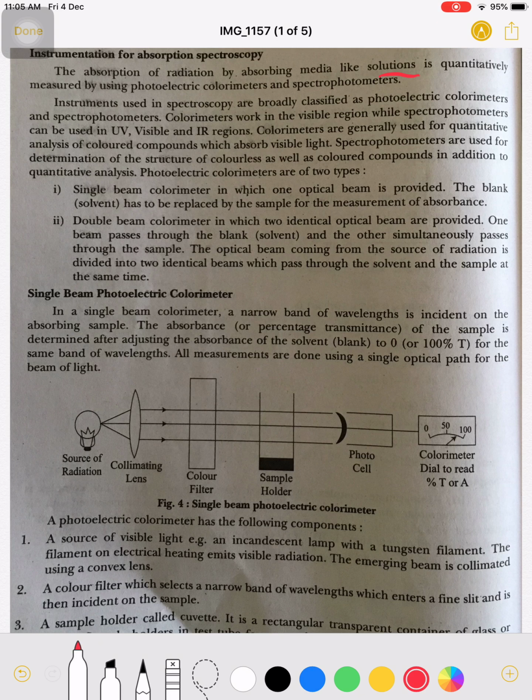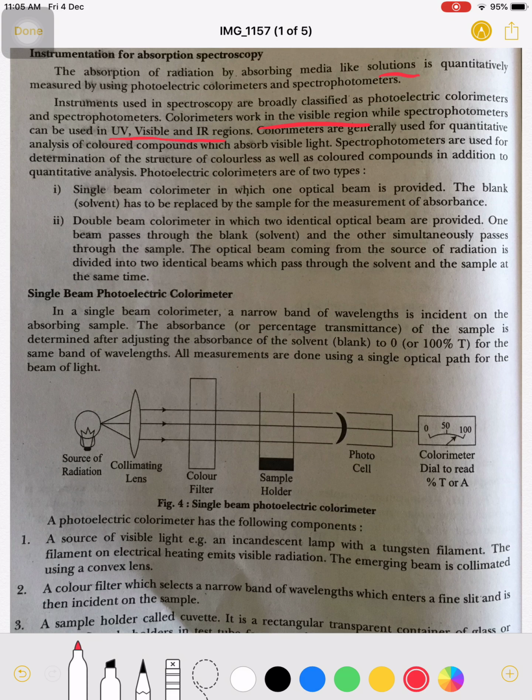So what happens in these instruments? These solutions absorb radiation of suitable wavelength and they give readings depending upon the amount of compound in the solution. The instruments used in spectroscopy are broadly classified as photoelectric colorimeter and spectrophotometer. Colorimeters work in the visible region, while spectrophotometers can be used in the UV, visible and IR regions.